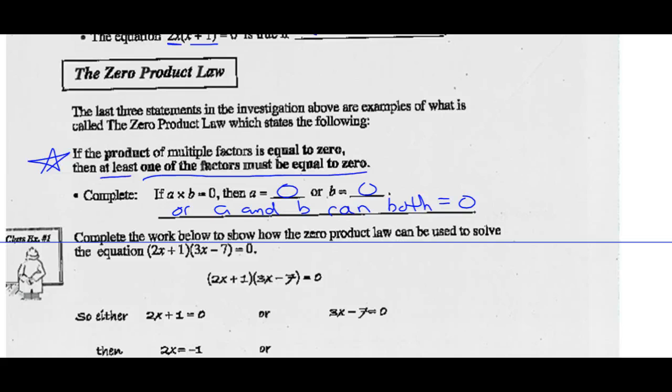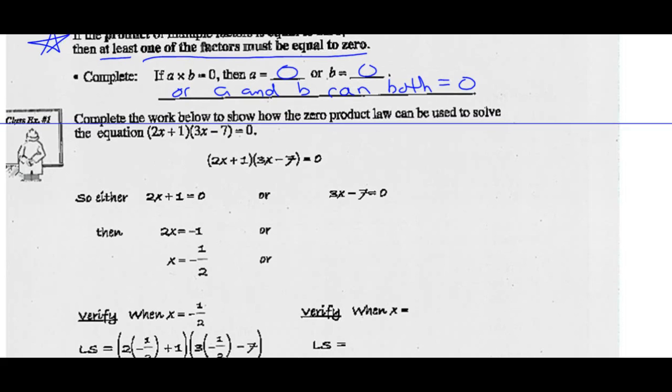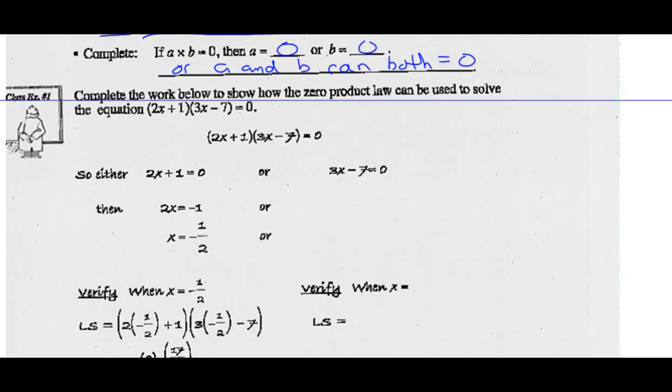All right? So complete the work below to show that the zero product law can be used to solve this equation: 2x plus 1 times 3x minus 7 equals 0. So that means 2x plus 1 can equal 0, or 3x minus 7 can equal 0. Either of those are 0, the equation is going to be true. So I solve this simple equation. I subtract 1 from both sides. There we have it. Divide both sides by 2. So x can equal negative 1/2.